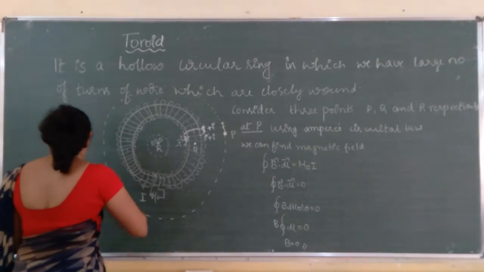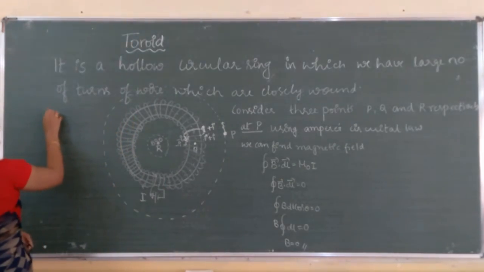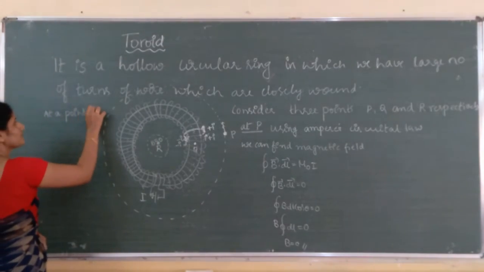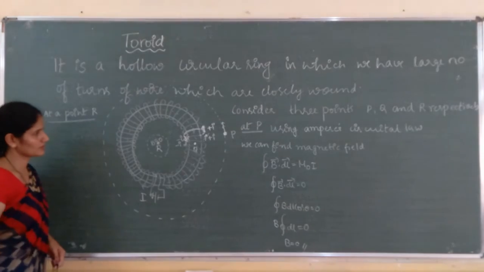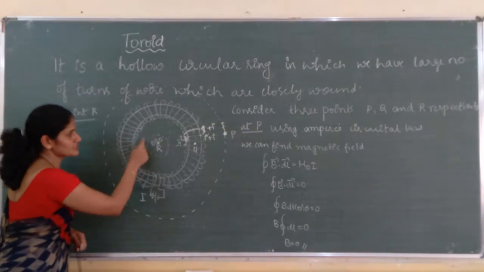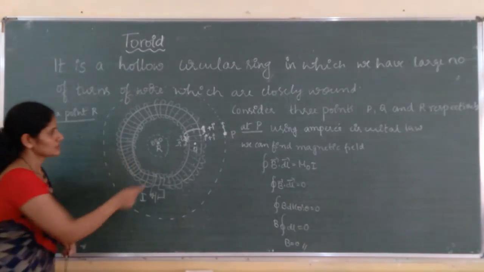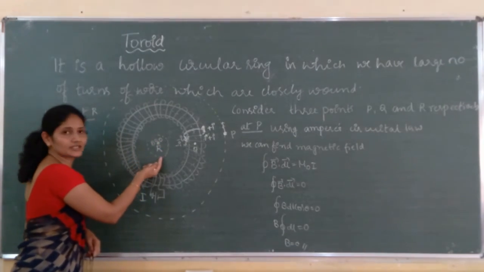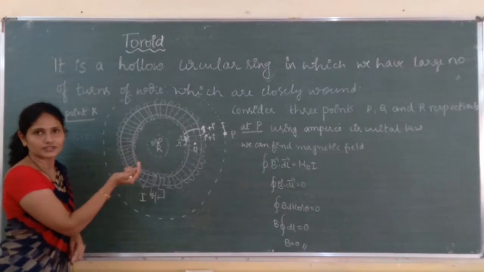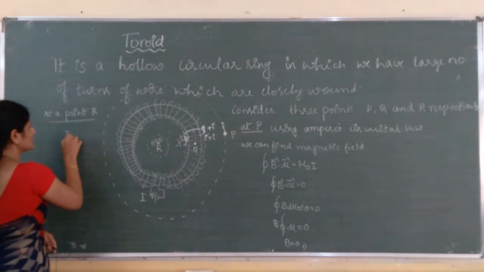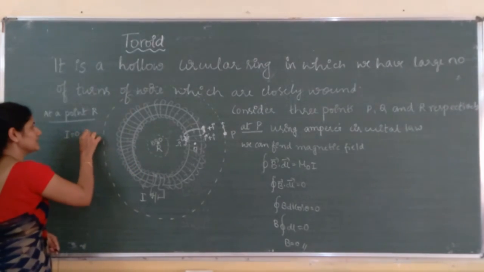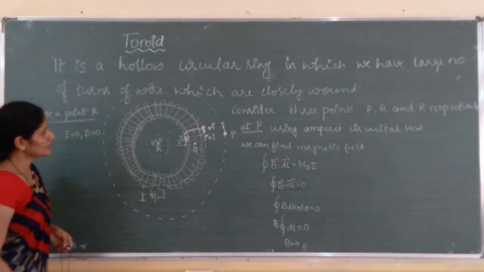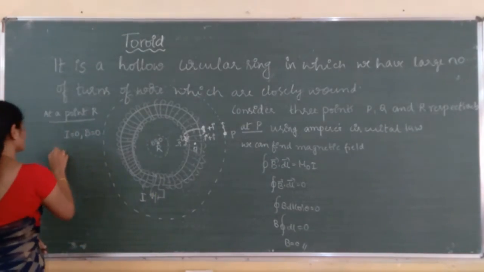At a point R, this is the Ampere's loop. There is no conductor within this loop, therefore I is equal to 0, and magnetic field B is also equal to 0.